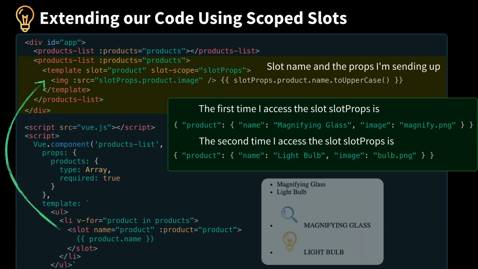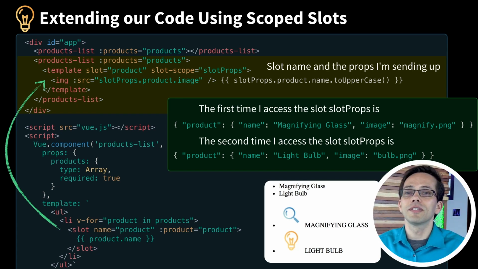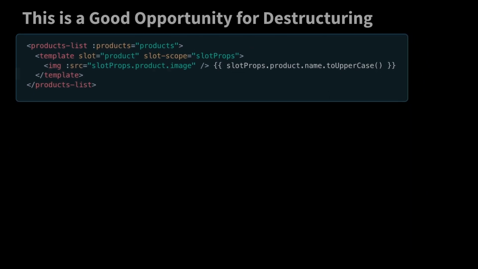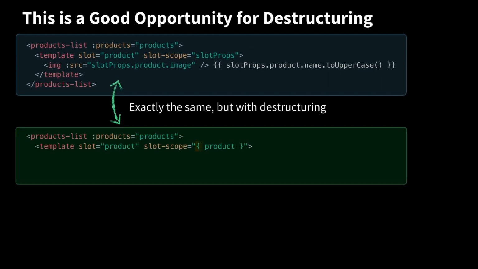So now if I jump into my browser, this is what I'm going to see. As you can see here, now I can use the products list component and specify how I want my products to be displayed. This is a good opportunity to use some destructuring with slot props. So here you see I have slot scope equals bracket product. So I'm taking out that particular item inside of my object. Then inside my slot, I can simply use that product object. This makes my code a little more readable.